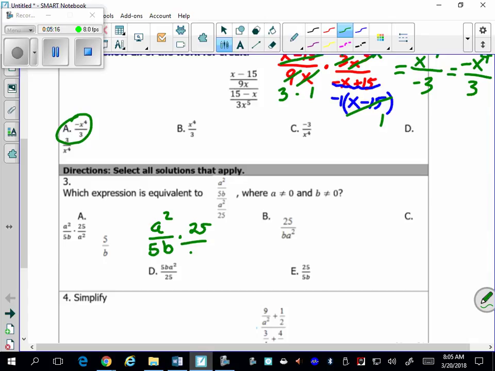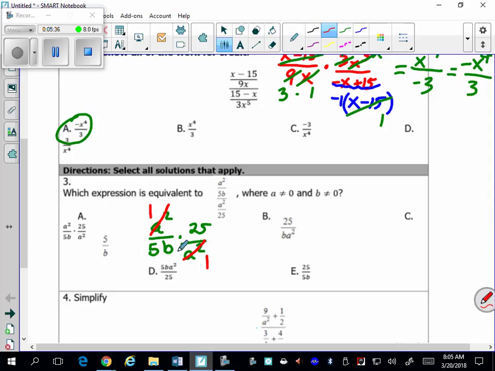So looking at each numerator and denominator, we have monomials. So any numerator can simplify with any denominator as long as it's a monomial. In this case, we have a squared in the numerator, a squared in the denominator. Divide them both by a squared, you get 1. A squared divided by a squared is 1.